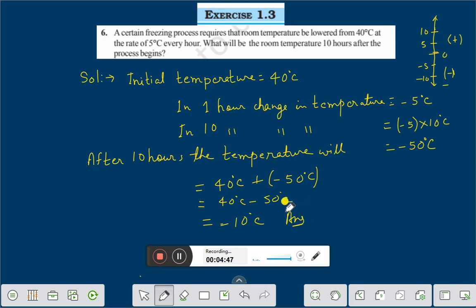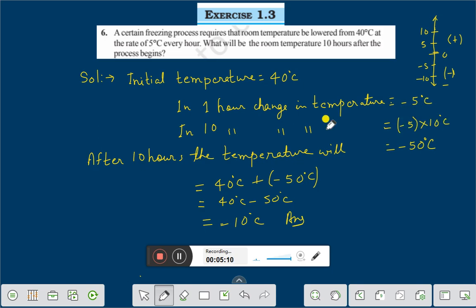Again you see, once we will be repeating once again, that is initial temperature was 40 degree centigrade. In 1 hour change in temperature is minus 5 degree centigrade. Why? Because here if we take a number line, it is 0. If you raise the temperature, it will be plus 5, plus 10, plus 15. And if you lower the temperature, it will be minus sign. That is minus 5, minus 10. Therefore, this is lowering in temperature, so this will be minus 5 degrees centigrade.